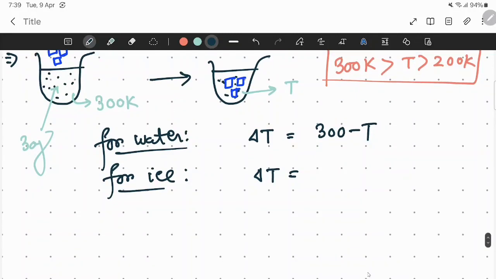Otherwise, you have to use the mod. That's also something you can do. So this will be the del T. This is del T for water, del T for ice.